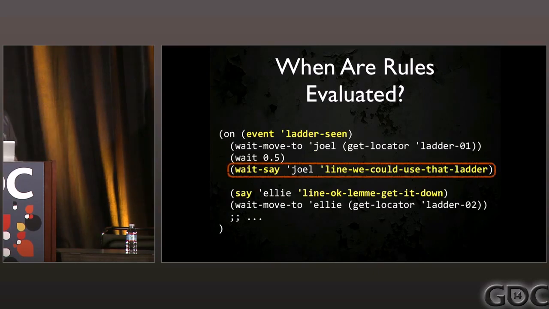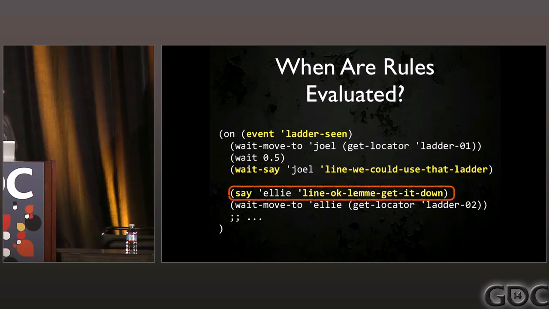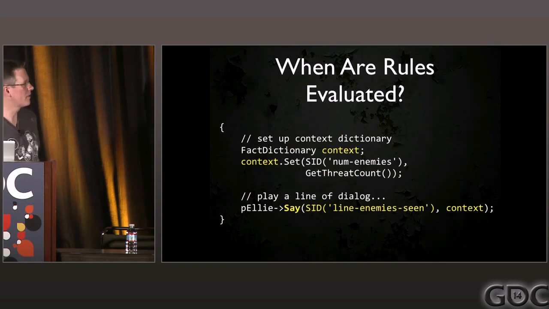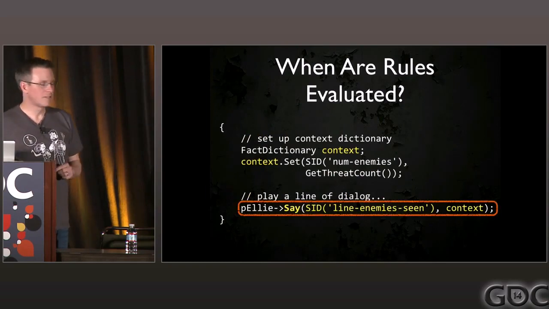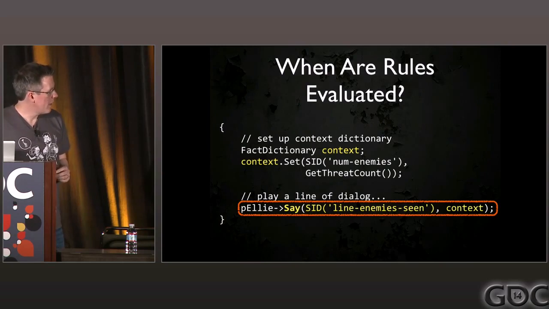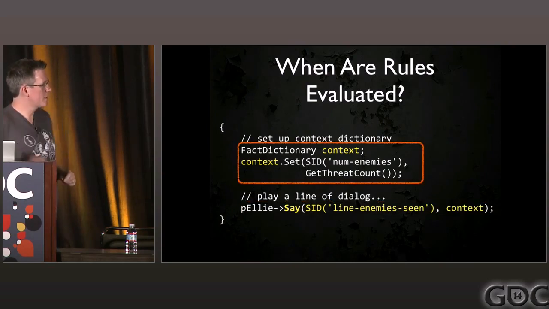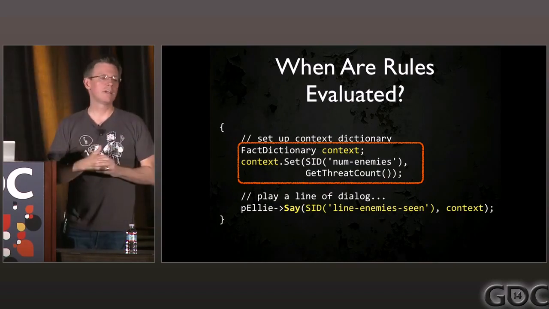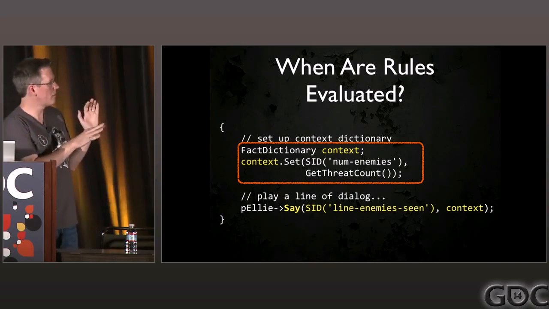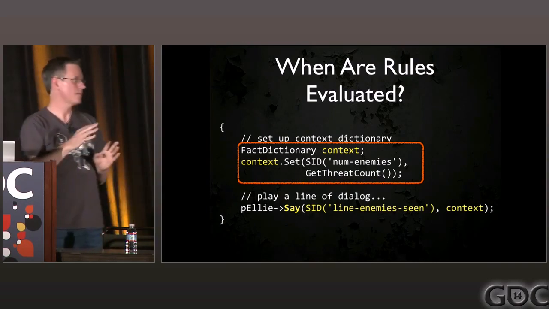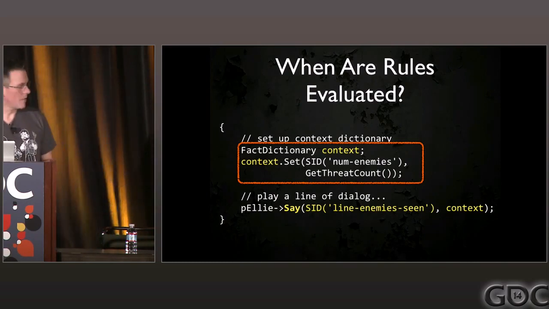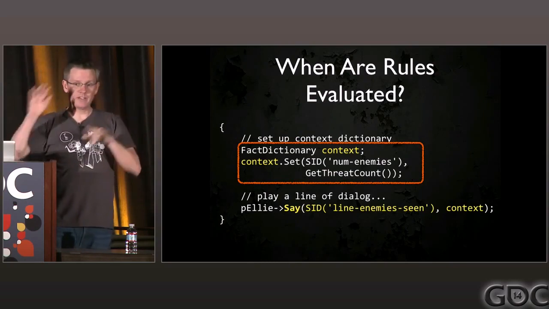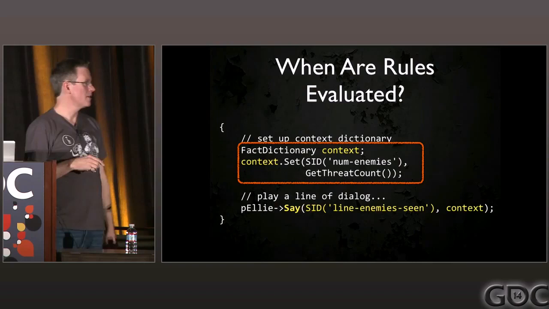So for example, right here, wait say, that's when we're evaluating the rule for that particular conversation, and same here. Now in C++, we have one other thing that we can do, and this is exposed in script too, but it wasn't used very often, and that is to define a context dictionary and fill in whatever information you need. As the AI code is firing off events, it can embed a little chunk of code that says, oh, and by the way, the number of enemies in this case was whatever. That's how we pass information down. Once that context dictionary has been created, it persists and gets passed down to every element of the conversation as it goes.